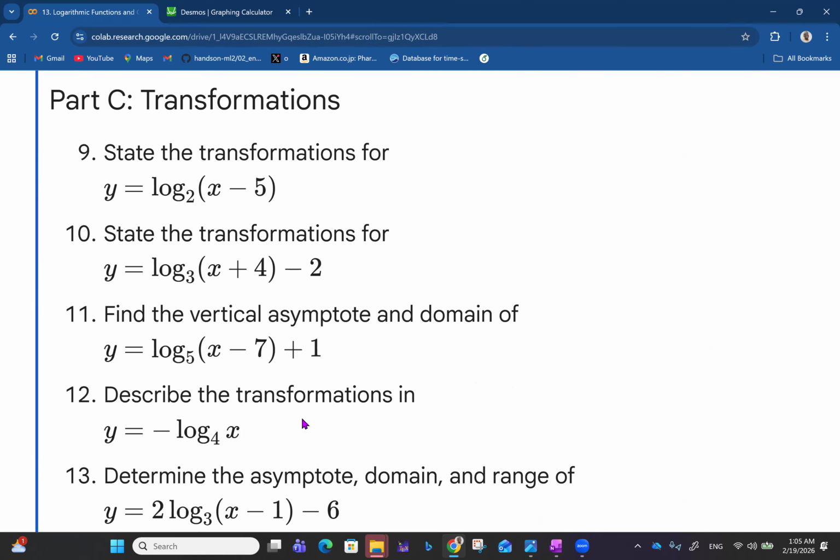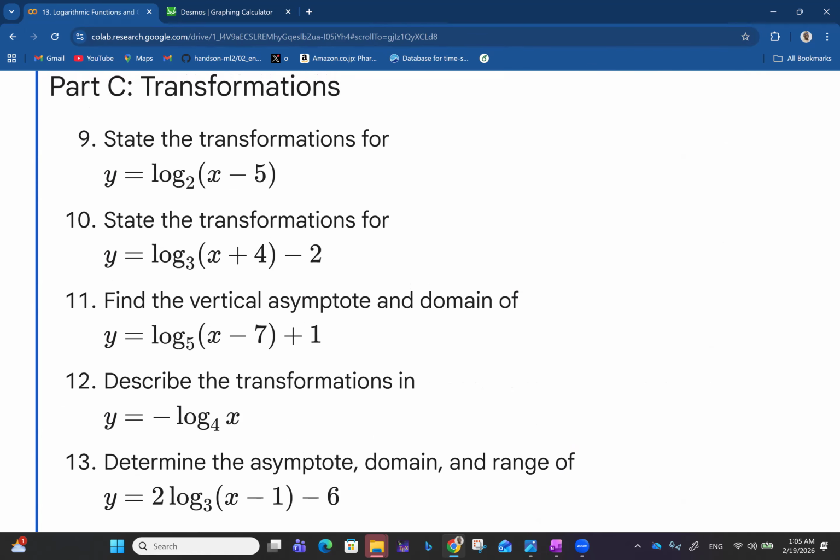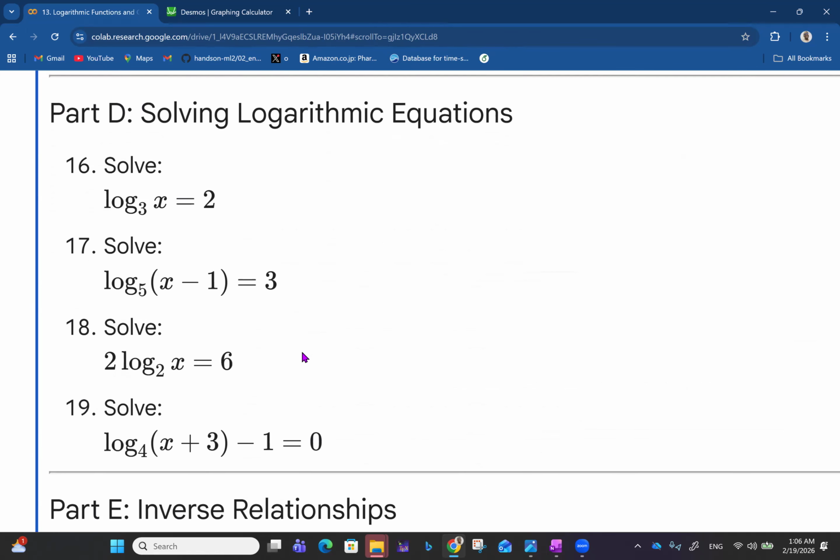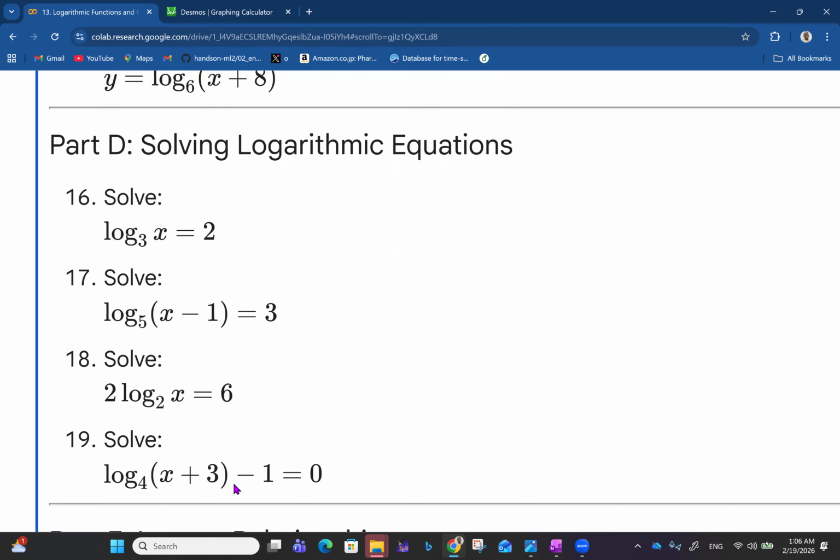Then for transformations, now state the transformations for y equals log 2x minus 5. State the transformations. So, I mean, we discussed all this a lot. Then solving logarithmic equations, of course, we can take care of all of this. So to solve this, you just have x is 3 raised to power 2, x is 9. So to solve this, we have 5 raised to power 3, that's 125. So x minus 1 equals 125, that's x is equal to 126, and so on and so forth.